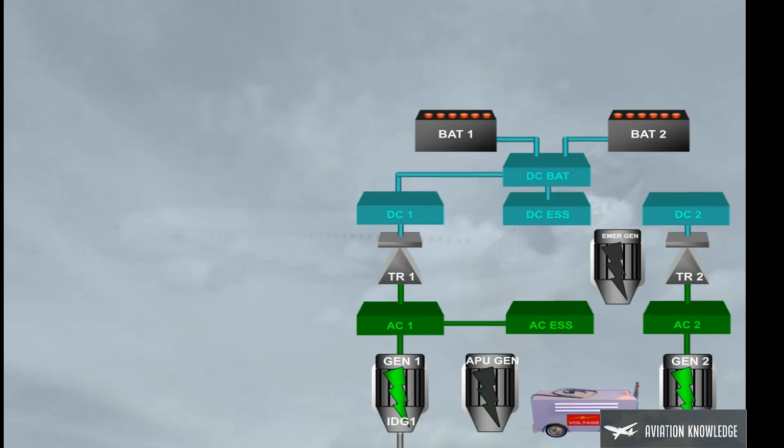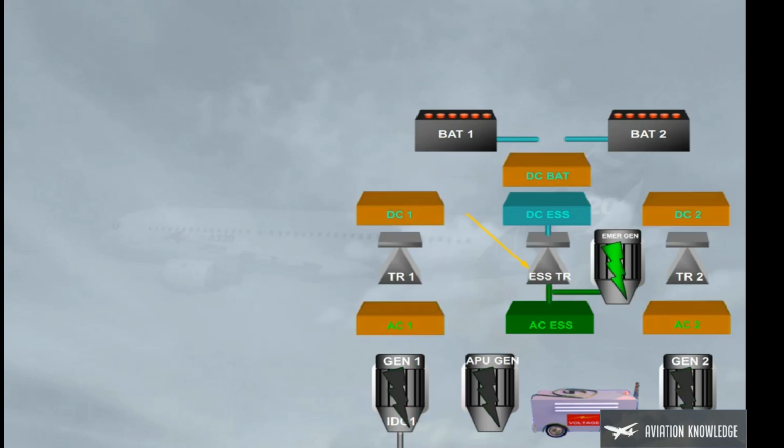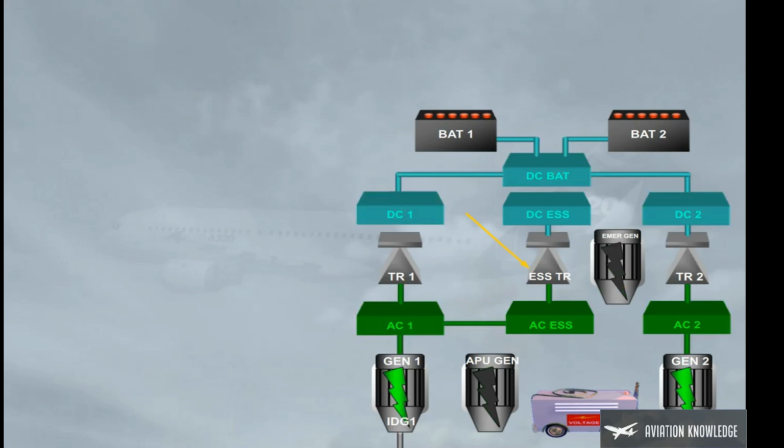The electrical system also has an essential transformer rectifier, essential TR. The essential TR can power the DC essential bus from the emergency generator in case of severe electrical failure, or from the AC essential bus in case of a TR1 or a TR2 failure. Note, in this case, the DC bus 1 or 2 is transferred to the DC bus 2 or 1 via the DC BAT bus.